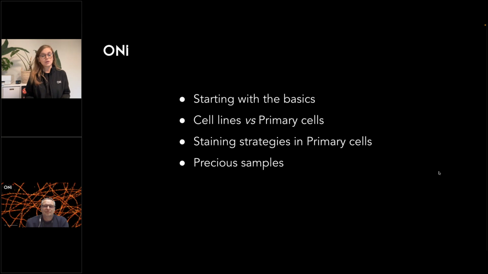And actually, let's go to the agenda of today. So today we're going to discuss a few things. We're going to start with a little recap of the basics. We're going to discuss dSTORM in cell lines and how does it compare with primary cells. And we're going to go a little bit deeper into strategies for primary cells labeling, as well as how can we image precious samples and how can we make sure our experiment will be successful.